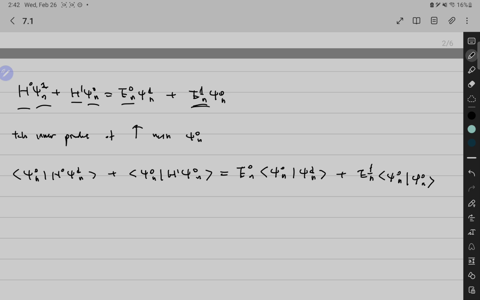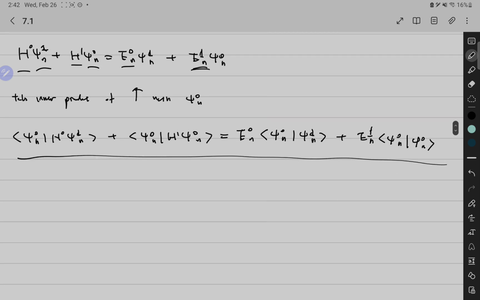And you might be wondering why, when I take the inner product, I'm able to take this out. It's because E0n and E1n are both scalars, so they're energies, so they're just numbers, and we can take them out. Compared to the case of our unperturbed Hamiltonian and our H prime, we can't take them out, because they're not constants like E1n and E0n are. So this is the equation we get after taking the inner product of our original first order correction equation with psi 0n.